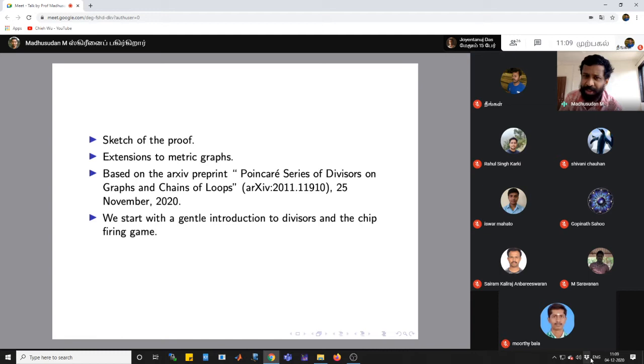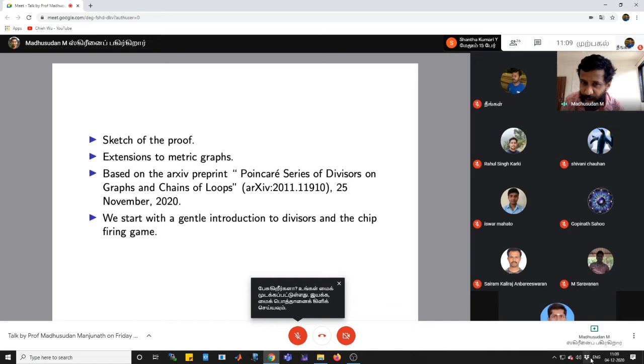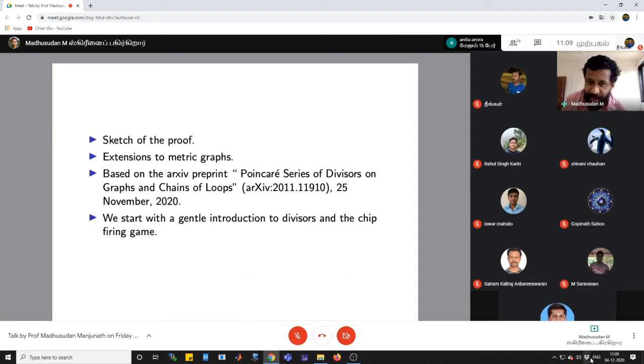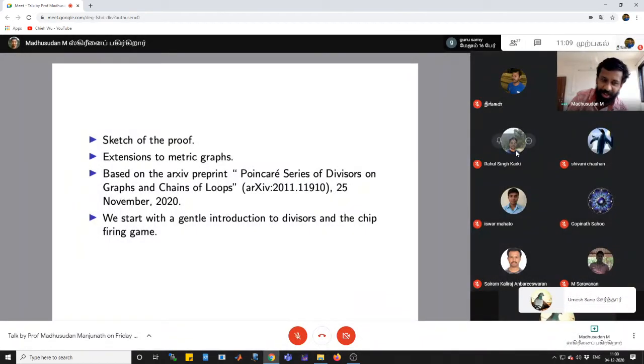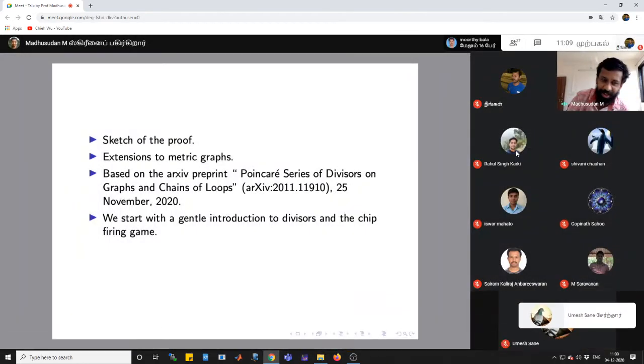Now we'll start with a general introduction to divisors and a certain game played on a graph which plays a role in the definition of the Poincare series. It's called the chip firing game. So we'll start with a very gentle introduction to this. Any questions, comments before we move on to the actual heart of the matter, the body of the talk? Any questions on the overview?